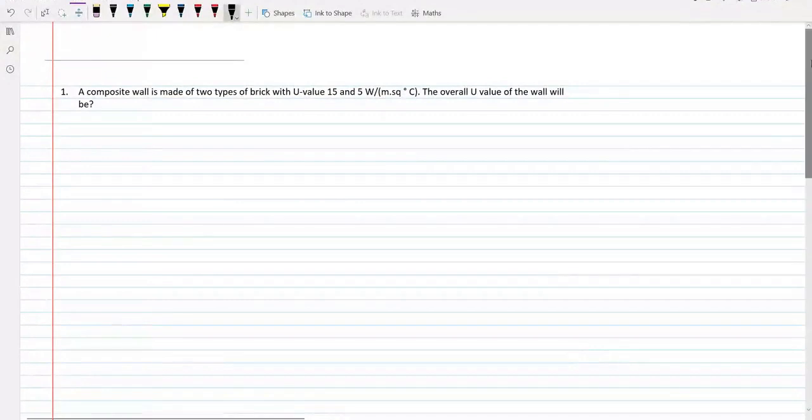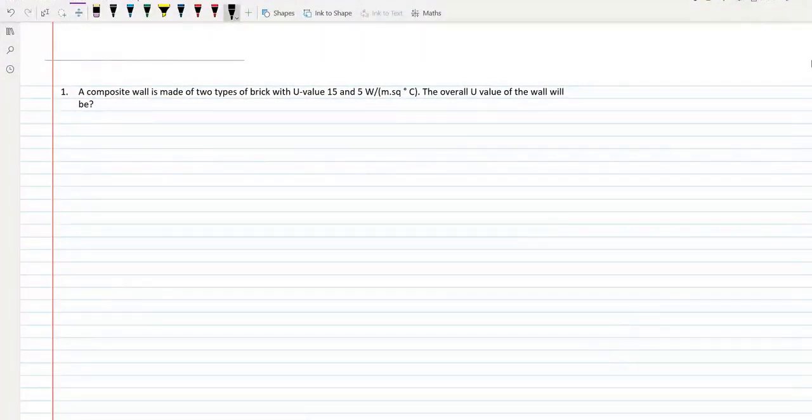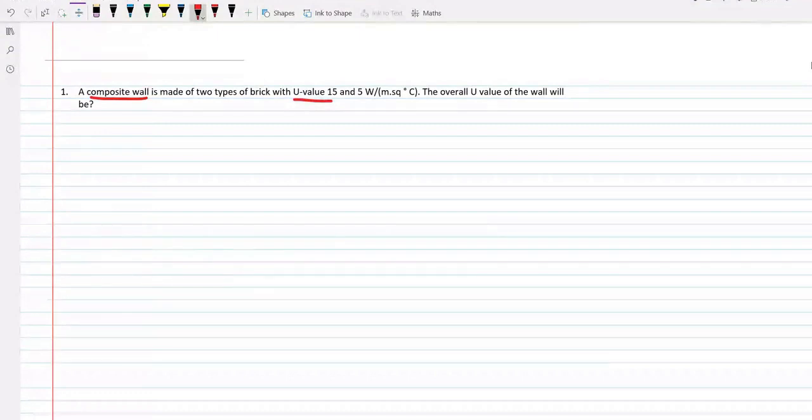Starting with it, this particular question, as I said earlier, is from EPD, Environmental Planning and Design. The question states, we'll read the question first, we'll understand what are the terms here. A composite wall, I hope everybody is clear with what a composite wall is. It's a wall which is made up of two materials or more than one material, okay? Composite wall made up of two types of brick of U value, okay? U value. What is U value? We have to understand it here now.